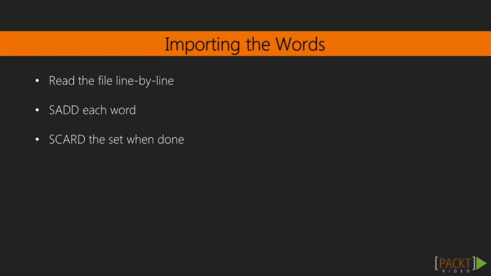So find yourself a file, however you want, and let's import it. All we'll need to do is read the file line by line, parse off the extra information if necessary. We'll use sadd to add each word into Redis, and then we'll use scard on the set when we're done so we can see the number of words we've put into the dictionary. Okay, time to write some more code.